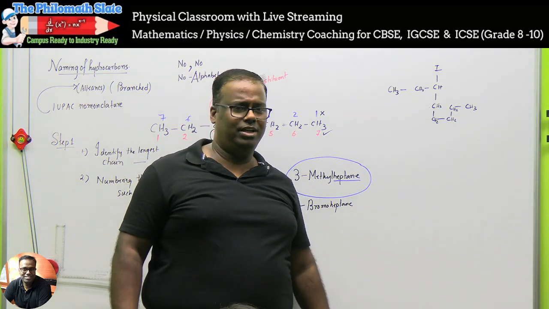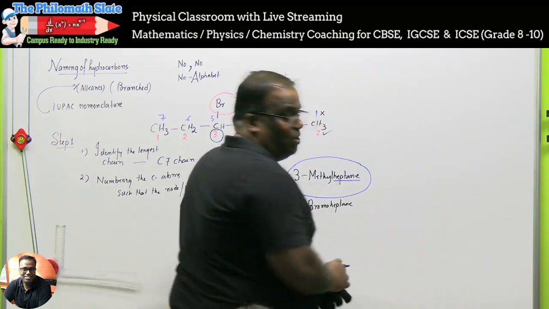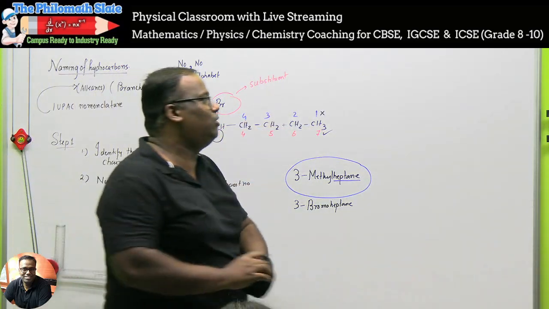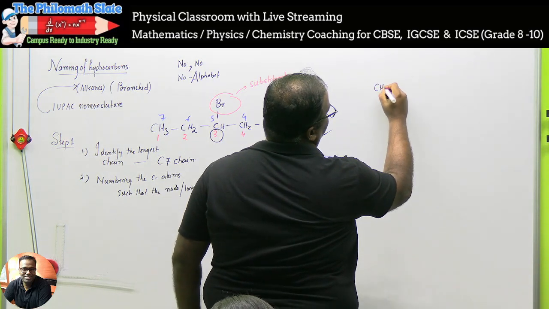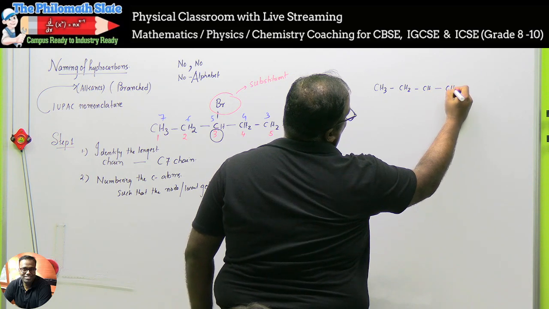अब थोड़ा सा अलग करें. चलो. Now try to name this compound. Did you understand? This was 3 iodooctane. Now try to name this. CH3, CH2, CH, CH, CH.